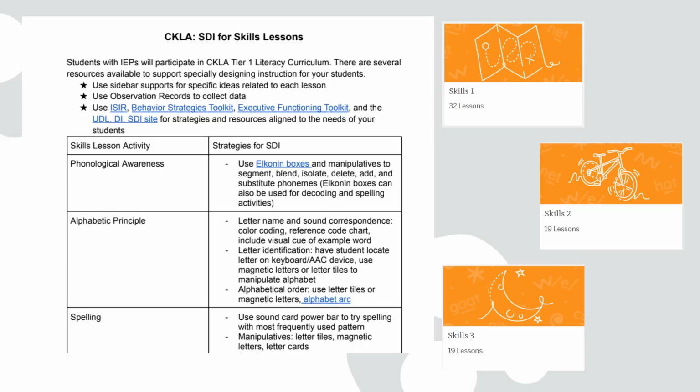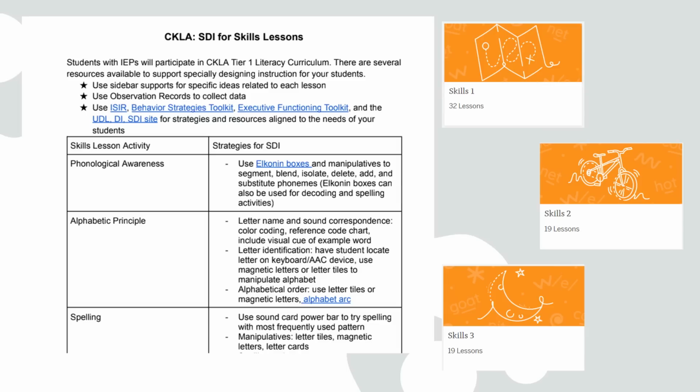For example, if my student has difficulty with visual discrimination, which impacts their ability to identify letters, I may use the alphabet arc for a matching activity. Or if my student's working memory impacts their ability to blend sounds, I may provide Elkonin boxes with manipulatives during a lesson that focuses on decoding. For independent or partner reading, I may use echo reading or choral reading to support a student with decoding needs.